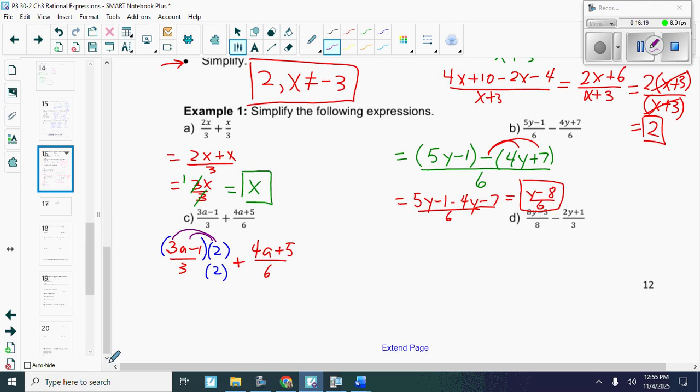I just put the 2 behind because that's where I wrote it, but I still have to distribute it. 3a times 2 gives me 6a minus 2. I'm adding, so I can just write the other binomial as it is, and all of this is going to be over my common denominator of 6. Now go ahead and collect like terms and simplify.